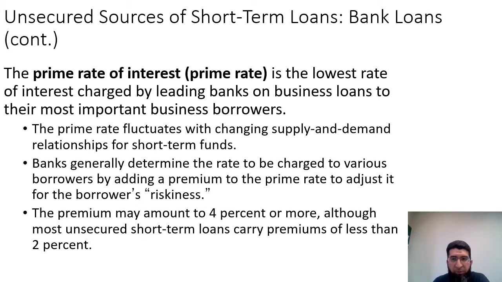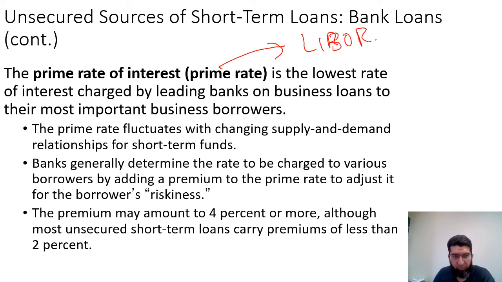So the prime rate of interest is the lowest rate of interest charged by leading banks on business loans to their most important business borrowers. Normally it is linked to what we call LIBOR, the London Interbank Offer Rate. So the prime rate fluctuates with changing supply and demand. Banks generally determine the rate to be charged to various borrowers by adding a premium based on the riskiness, and the premium may amount to 4% or more, although most unsecured short-term loans carry premiums of less than 2%.